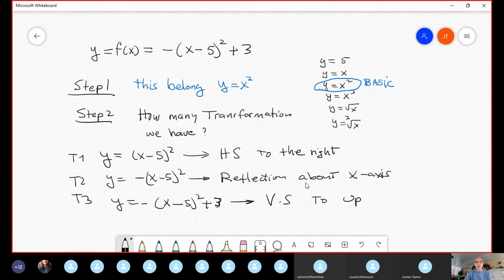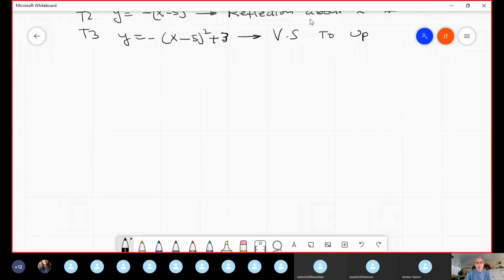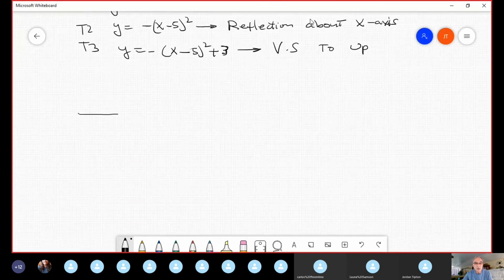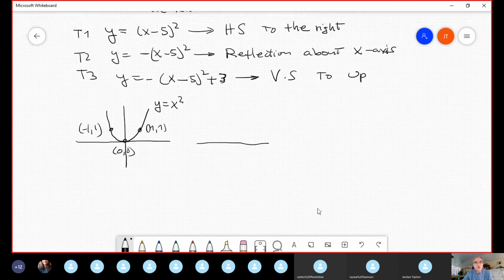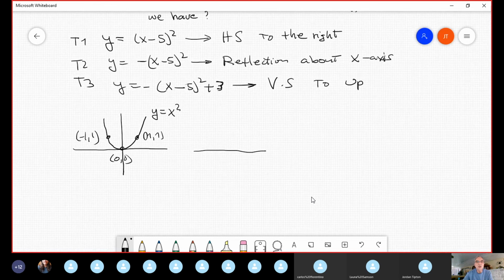Okay, now ready to do the transformation. We start from the basic parabola, que es the basic, the mother of this. Okay, suppose 3 points: (0,0), (1,1), and (-1,1). The first transformation, according to this sketch, was horizontal shift. Okay, let me try to do my best.